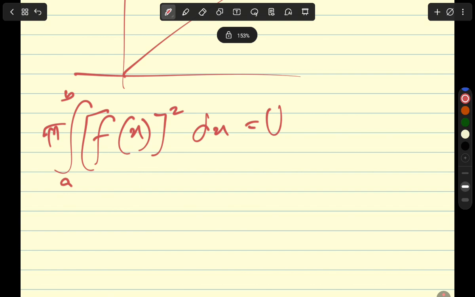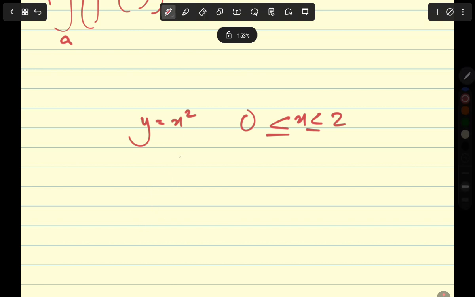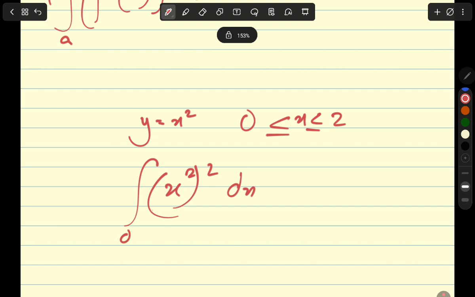Now, let me give you an example. If I want you to find the volume generated when y is equal to x squared over the interval x is equal to 0 to 2, which we just drew above, what is going to be the volume of this when it is rotated about the x-axis? So first you are going to square it. So x squared, you square it, you put a dx, you put the limits 0, 2, and you put a pi in order to get the volume.